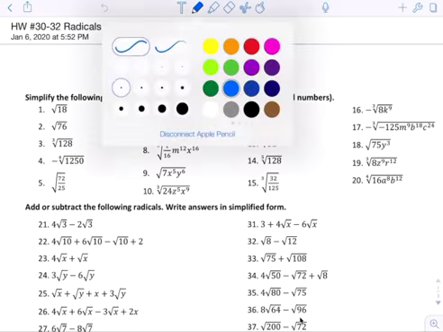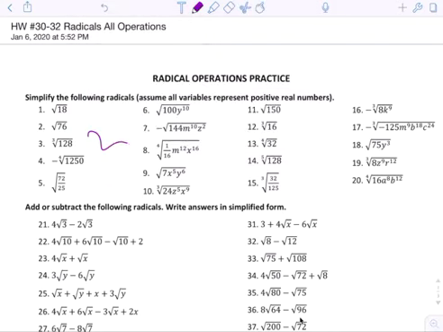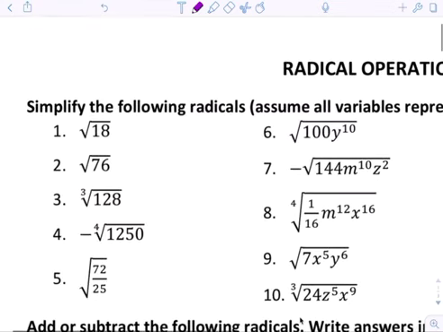So here's homework number 30, you guys. Simplifying radicals. So, what color do I want to do? Yeah, I'll do purple. All right, so let's do number one.